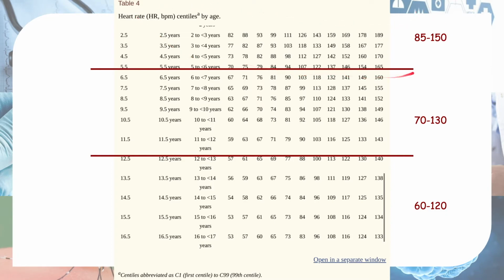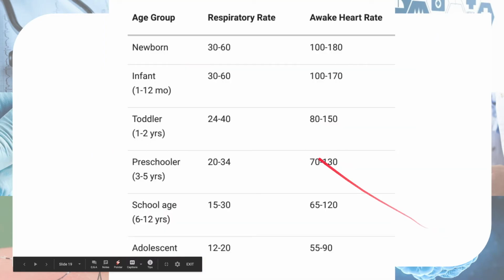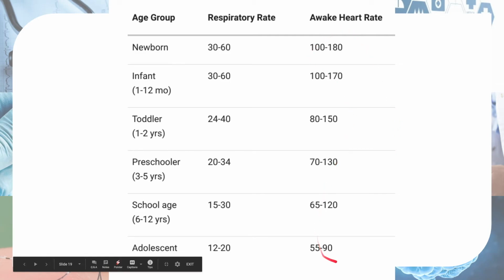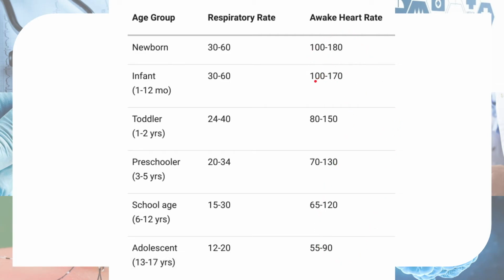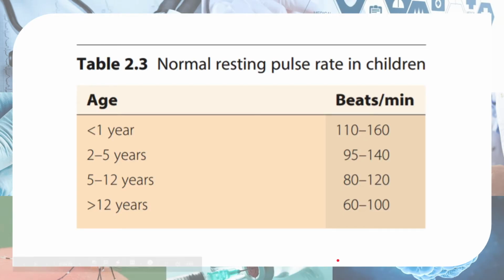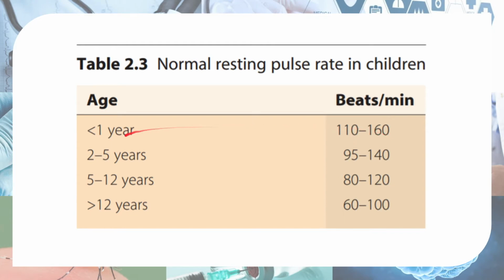And then in young child up to 5 years it is 85 to 150, then older child is 70 to 130, then after that adolescent you have 60 to 120. And then from the University of Iowa you have these ranges: 100 to 180, 100 to 170, 80 to 150. Okay, you can read them on your own. I have a summary slide at the end. And then the pediatric textbook, 110 to 160 for less than 1 year.